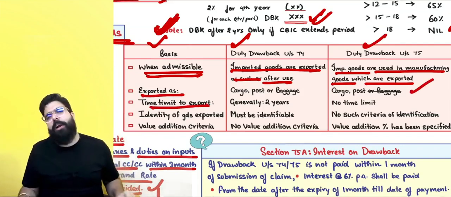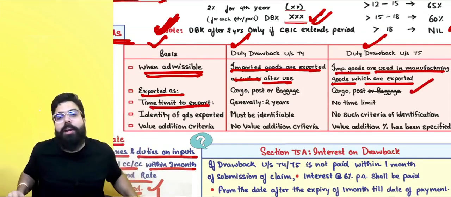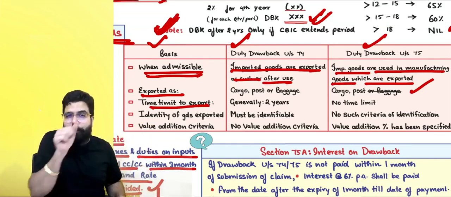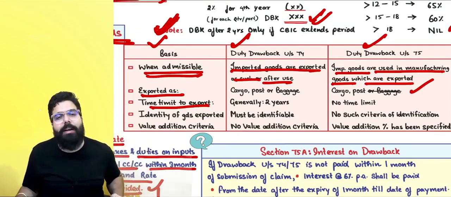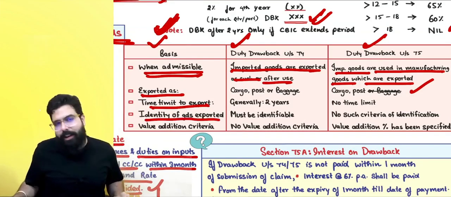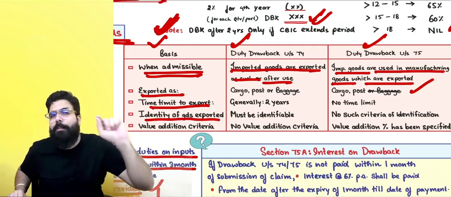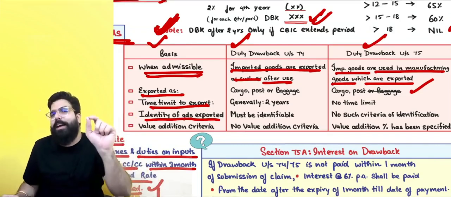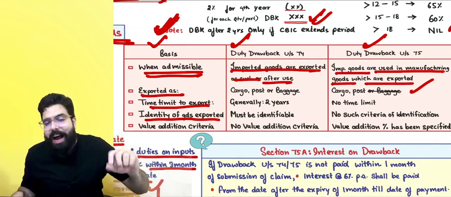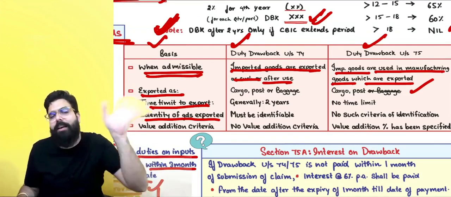Sir, what is the time limit to export? 2 years from the date of payment. You should have got your late export order. But in case of section number 75, there is no time limit because it is about manufacturing, and manufacturing might take some time. In section number 74, identity will be verified. What you have imported is what you are exporting. Section number 74 has identification verification. In 75, what you had imported, you will make a new product and hence identity can't be verified. Such criteria of identification is not there.